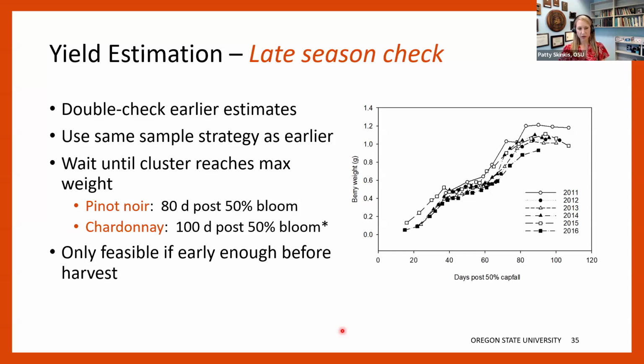So if you want to do this as a late season validation check, you basically use the same sampling strategy as you did previously at your lag or earlier cluster weights, and then you do it at that later phase to get an idea of how close you are in your estimates. And of course, you can only do this if you're getting a cluster sample early enough before harvest.